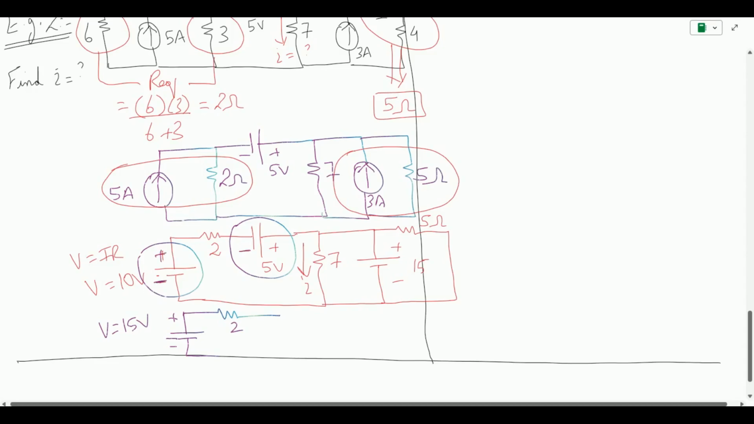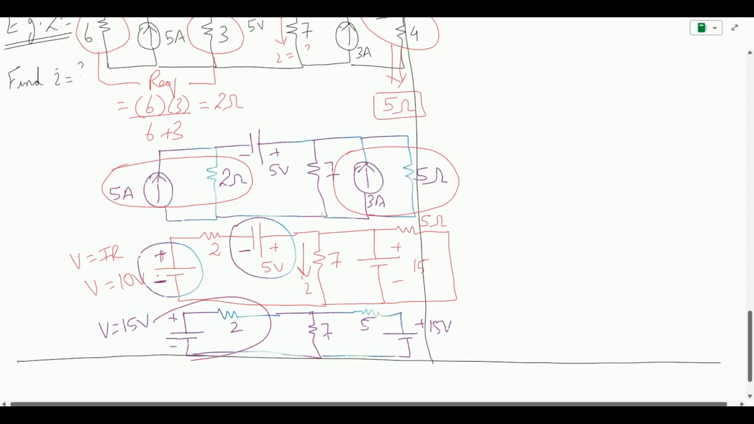So this becomes 15 volts, and the circuit is now like this. So this is 15 volts, this is the 7 ohm, I have 5 ohm, and then I have the voltage source of 15 volts, and this is the 5 ohm. Now this is the circuit which I have now. Now what can be done?